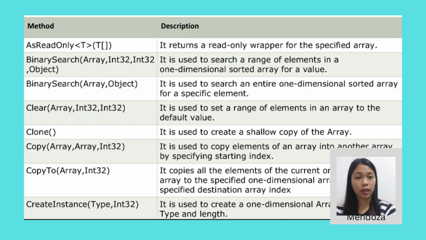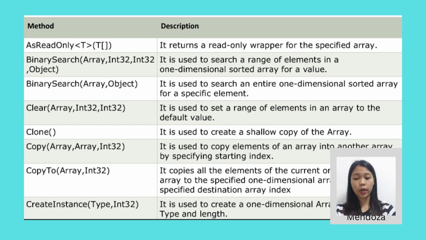Clear. It is used to set a range of elements in an array to the default value. The clear method is used to remove all the elements from a set. Using the clear method only clears all the elements from the set and does not delete the set. In other words, we can say that the clear method is used only to empty an existing set.